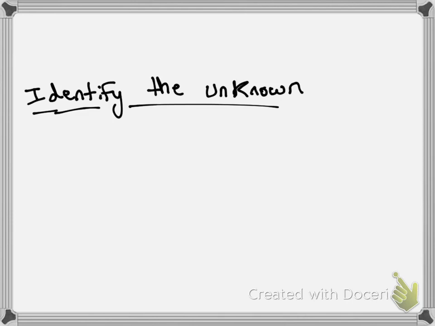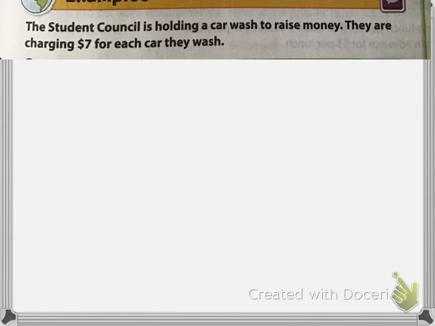So the first thing that we're going to be looking at is how to identify an unknown variable, something we don't know. So let's look at this problem for an example. The student council is holding a car wash to raise money. They are charging $7 for each car they wash.